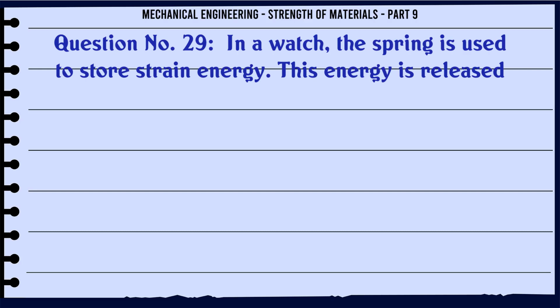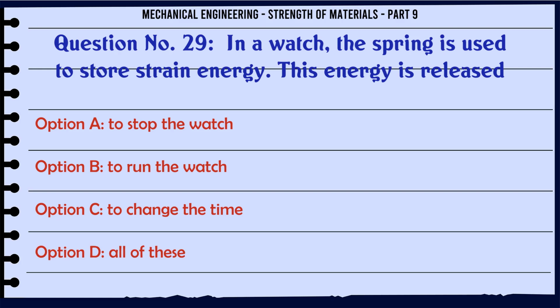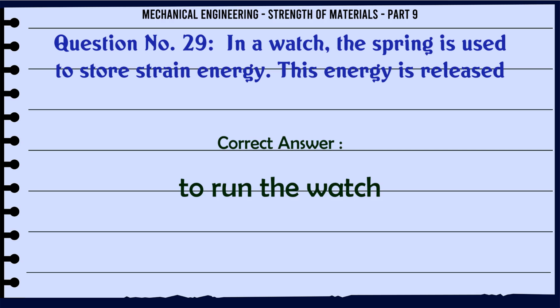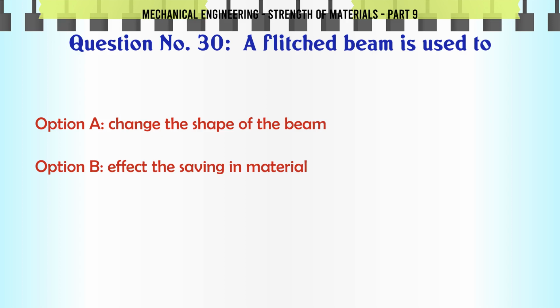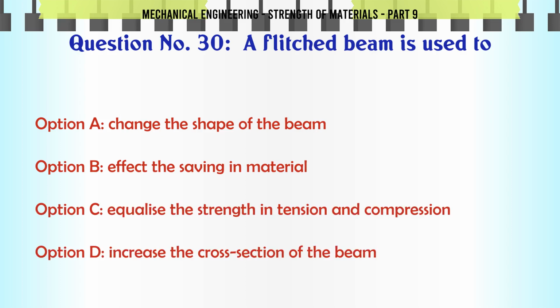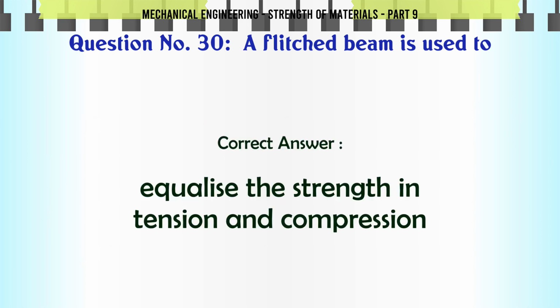In a watch, the spring is used to store strain energy. This energy is released A, to stop the watch, B, to run the watch, C, to change the time, D, all of these. The correct answer is to run the watch. A flitched beam is used to A, change the shape of the beam, B, effect the saving in material, C, equalize the strength in tension and compression, D, increase the cross-section of the beam. The correct answer is equalize the strength in tension and compression.